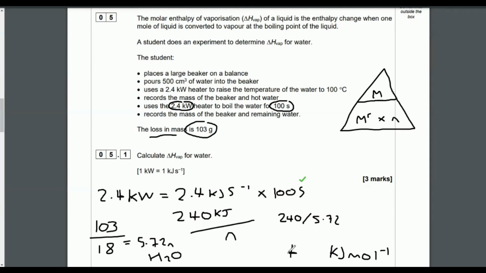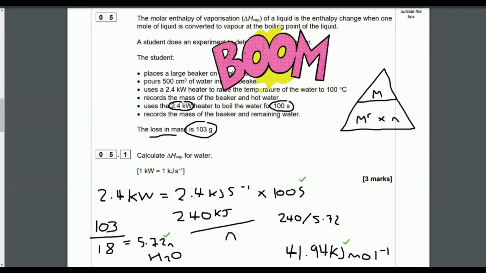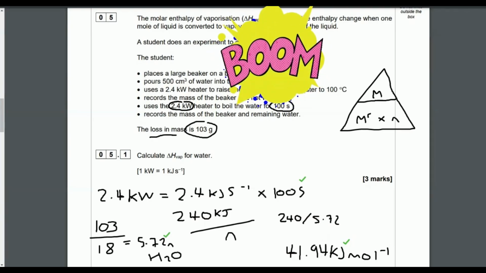41.9. Now, how many decimal places do these guys want? It doesn't say. I'm going to go for 2. So I've got 41.941, so 41.94, and that is my kilojoules per mole. So I'm going to get a mark here for working out the moles of water, and then a mark for my final answer. Boom. Right, let's move on and do the next part of the question.